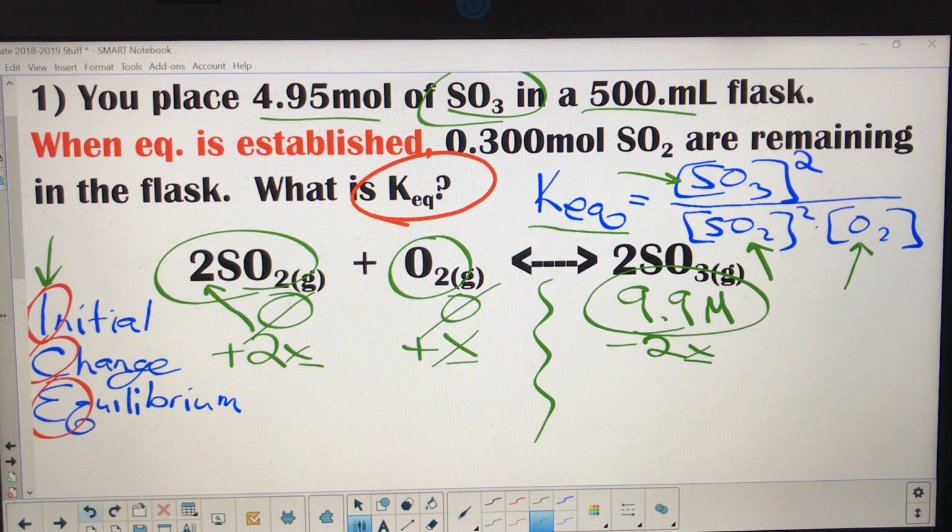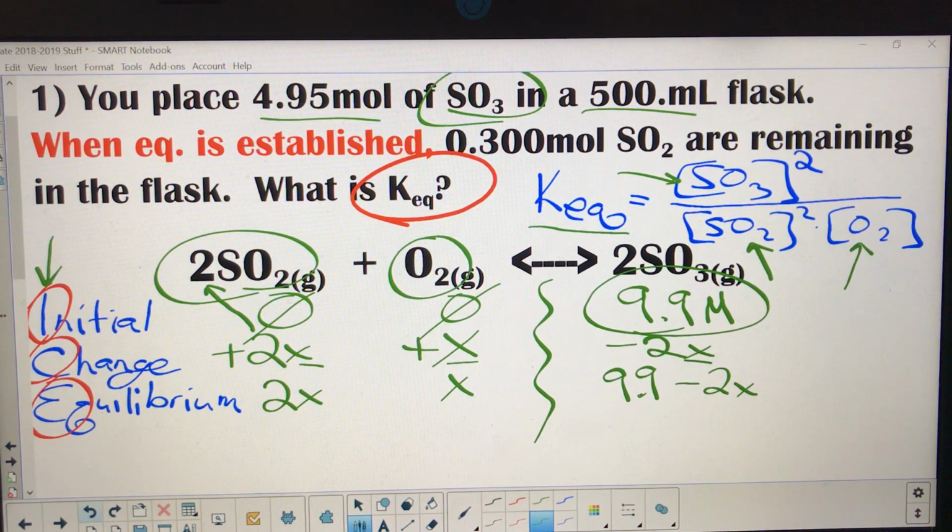So for our equilibrium, for O2, it's just 0 plus x, so it's going to be x. Then for SO2, it'll be 0 plus 2x, which is simply 2x. And down here, for the SO3, it's just 9.9 minus 2x.